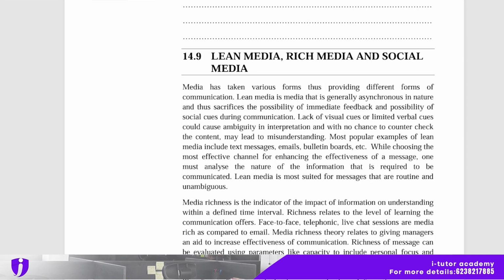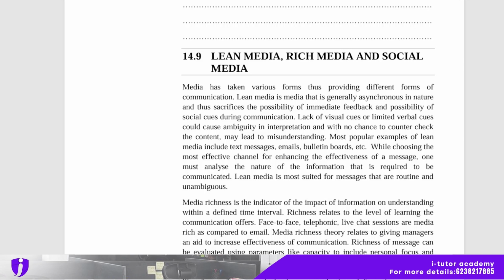Lean media is media that is generally asynchronous in nature and sacrifices the possibility of immediate feedback and social cues during communication. Lack of visual cues or limited verbal cues could cause ambiguity in interpretation, and with no chance to counter-check the content, it may lead to misunderstanding. Most popular examples of lean media include text message, email, bulletin board, etc.